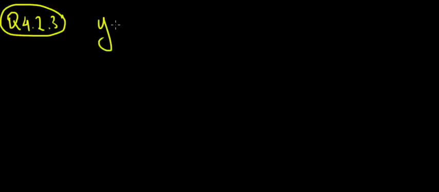Let's solve question 4.2.3. We have some more quadratic equations there, so let's get more comfortable with them. We've got y equals x squared plus 6x plus 9 equals 0. How can we use our shortcut to find out the results?